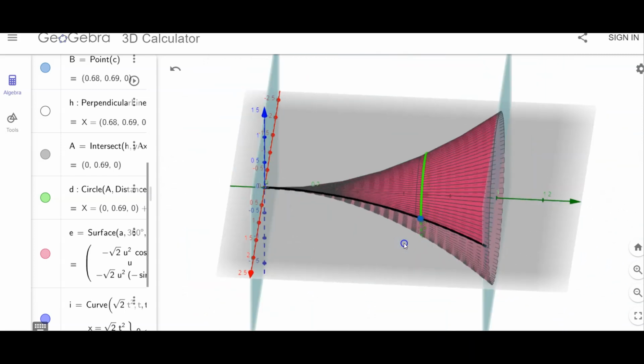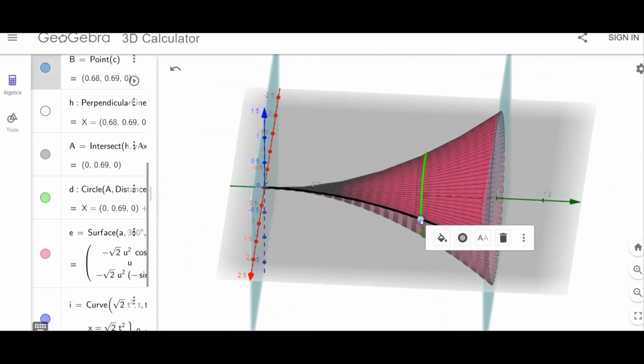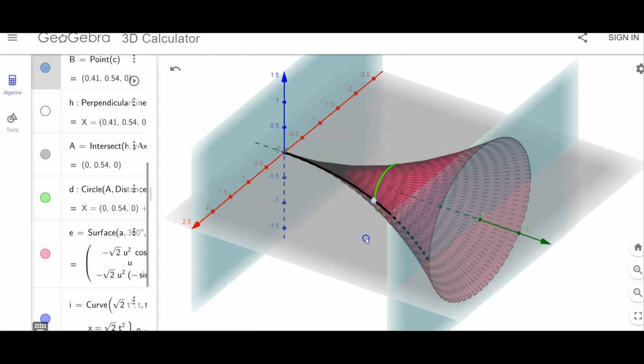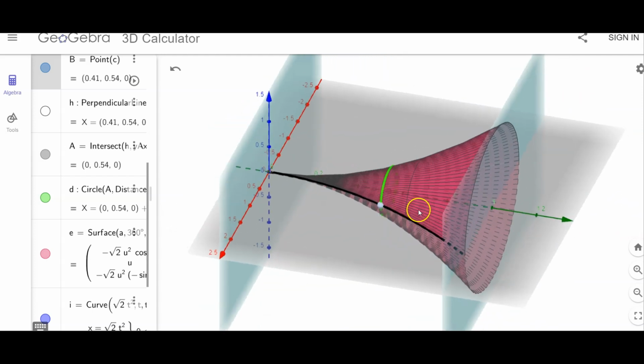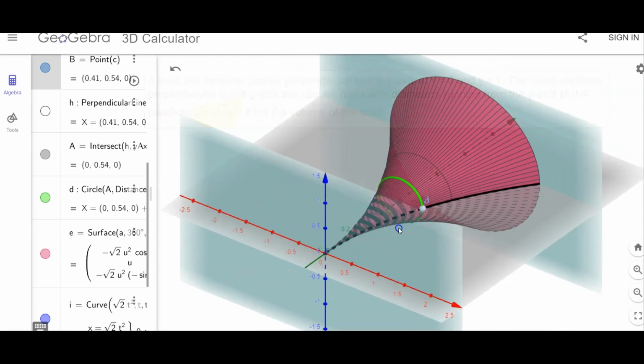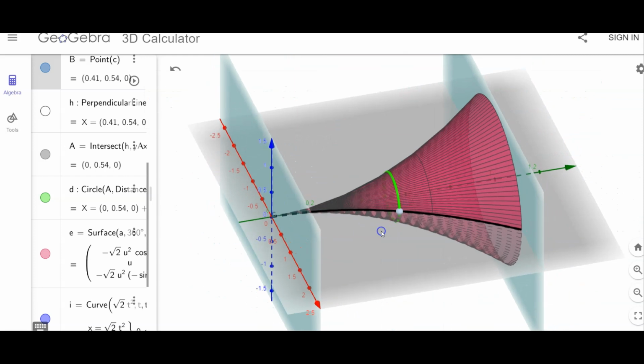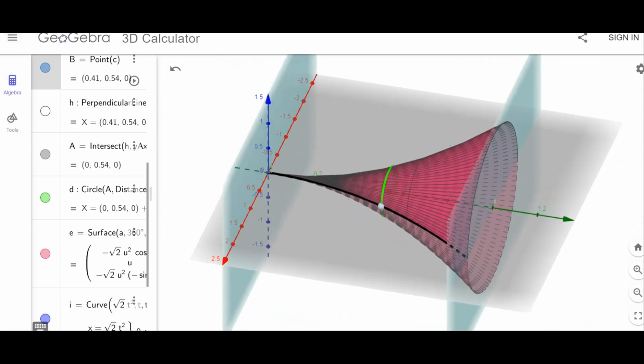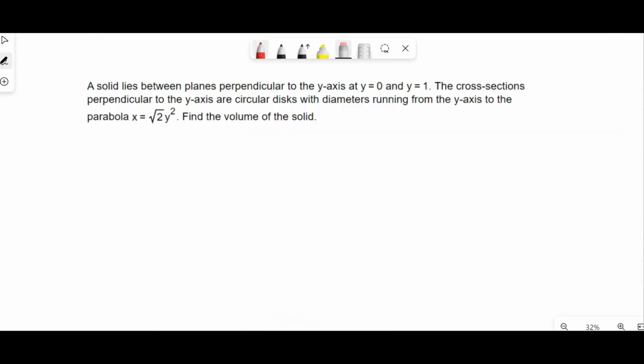At any point on that y-axis, we could slice this and we would get a different circle. And that circle, again, the radius of the circle is just the distance from the y-axis out to this original curve. So anyway, that's the visualization of what we're dealing with. All right, so how do I find the volume of this?